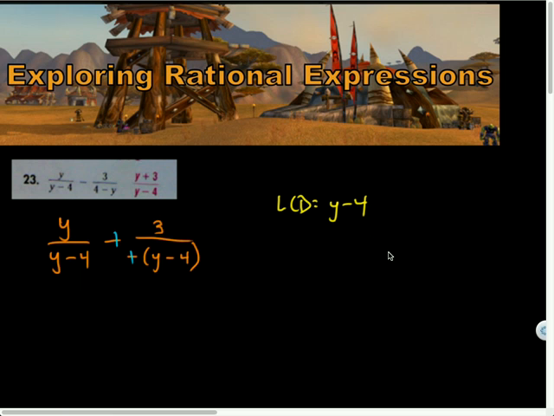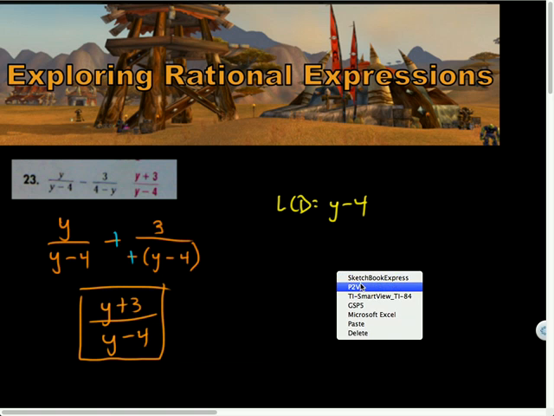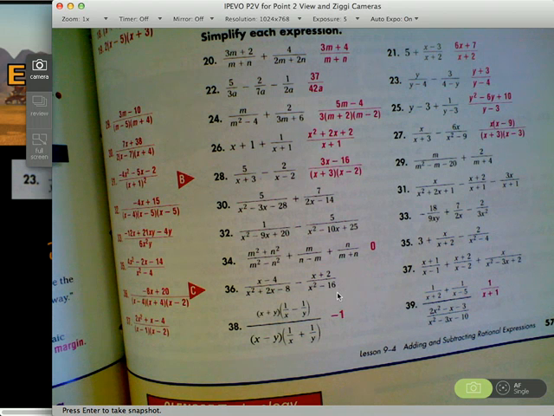And I don't have to multiply either of those fractions by anything because they're not missing any components of the LCD. And then I can just combine them as y plus 3 over y minus 4. Yeah, so that's a classic book problem. The kind of problem that I always forget about is where it's off by a sign. So let's take a look at some other questions.